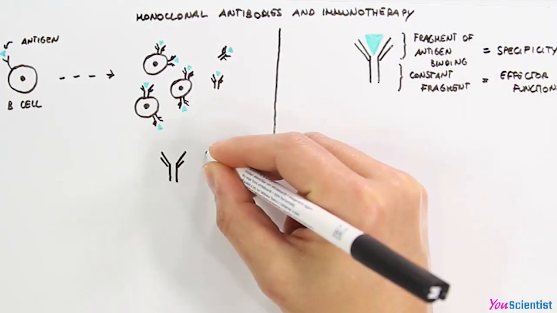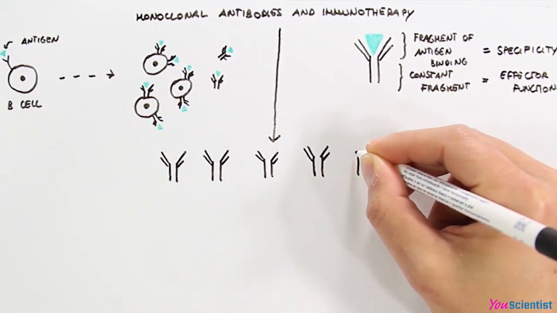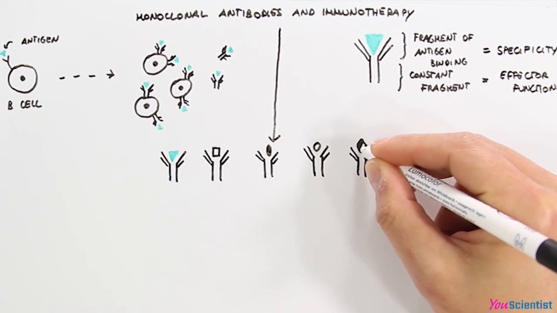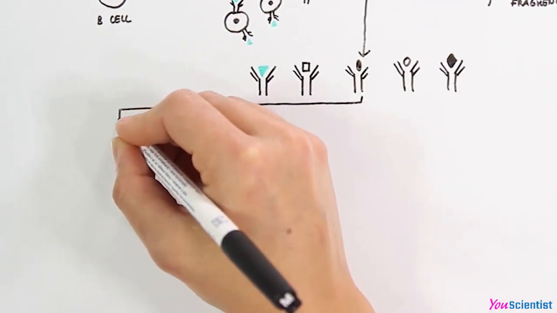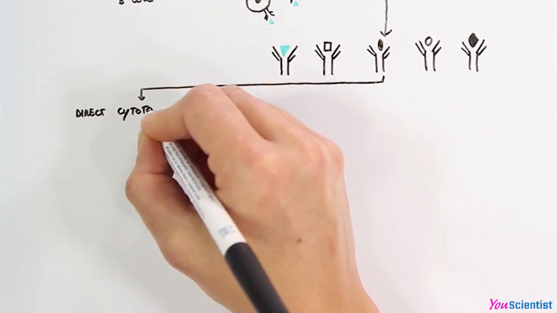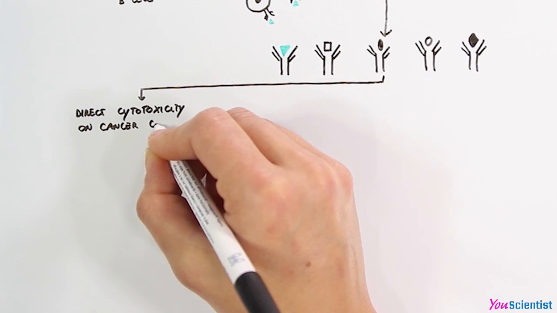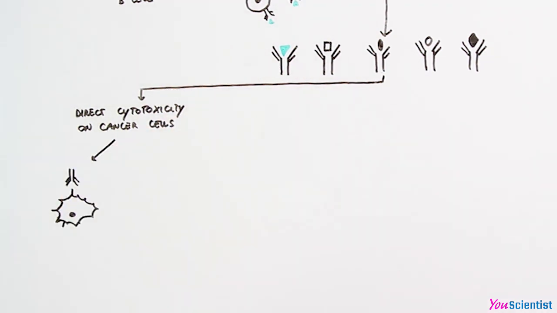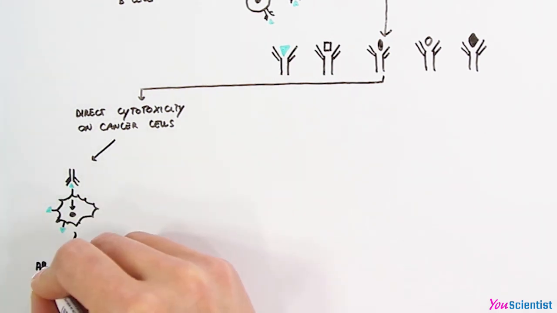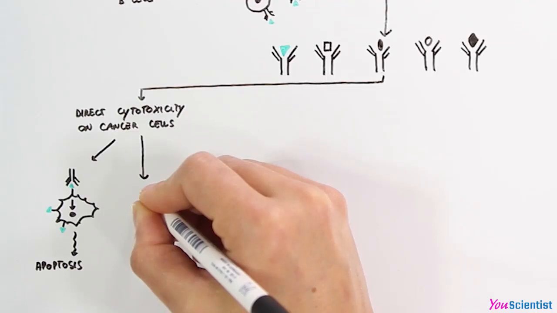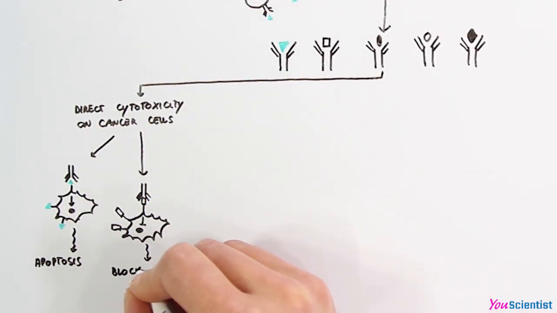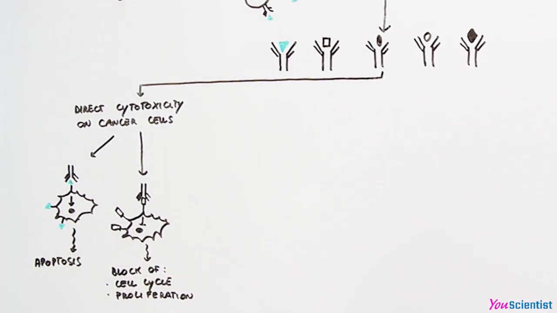Monoclonal antibodies are produced in vitro in order to recognize specific antigens and to induce distinct effects on target cells. A class of monoclonal antibodies has a direct cytotoxic effect on cancer cells. For instance, some antibodies can bind specific tumor antigens that activate molecular pathways able to induce apoptosis. Other antibodies recognize tumor antigens that block the cell cycle and proliferation of cancer cells.